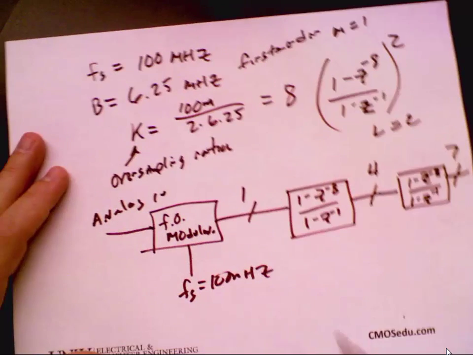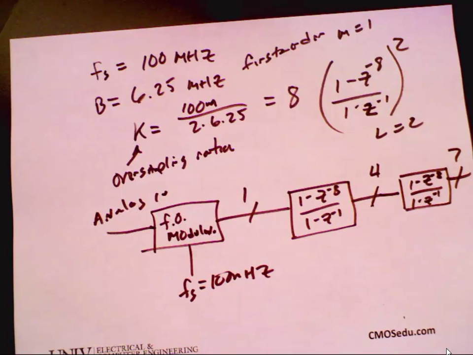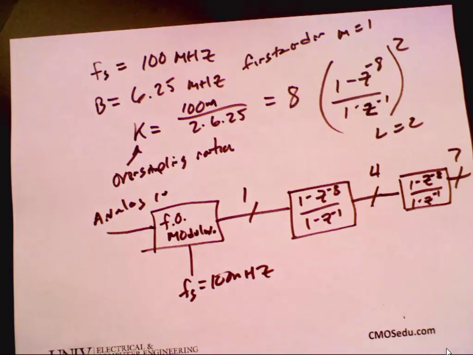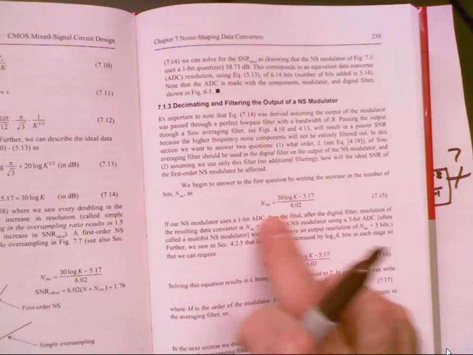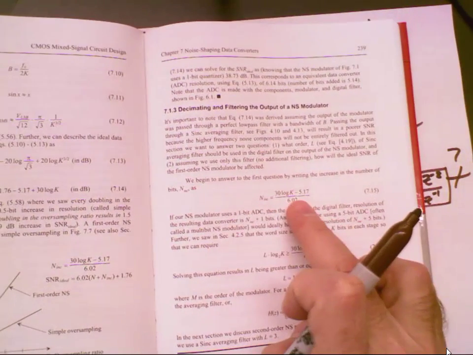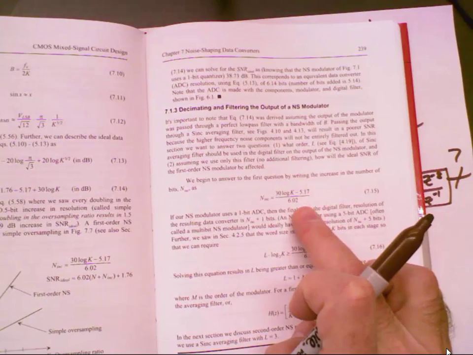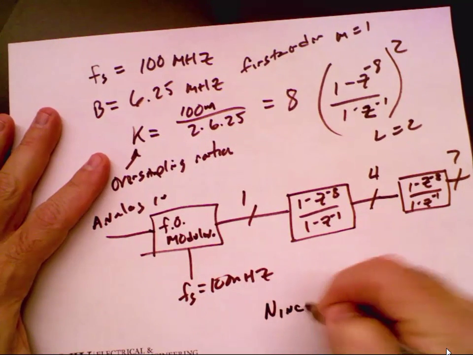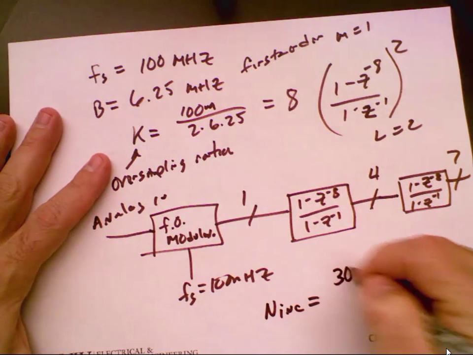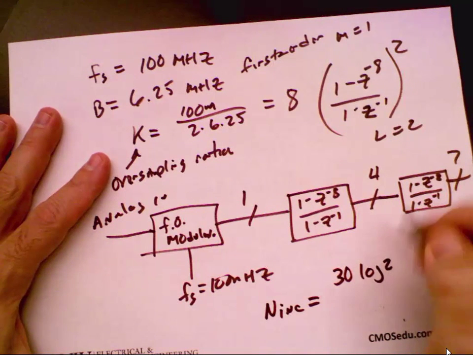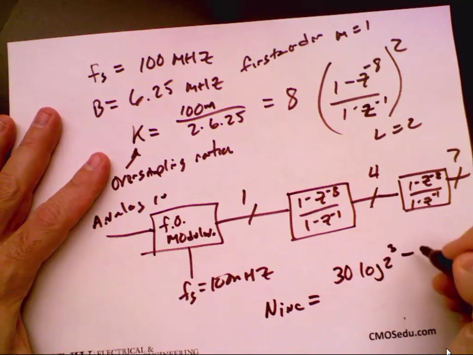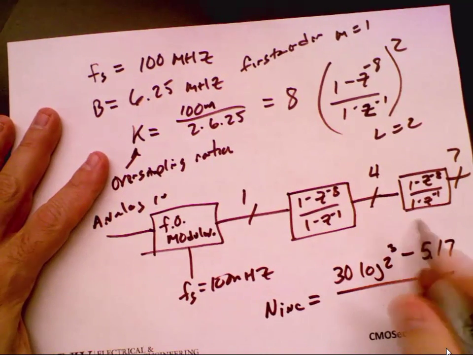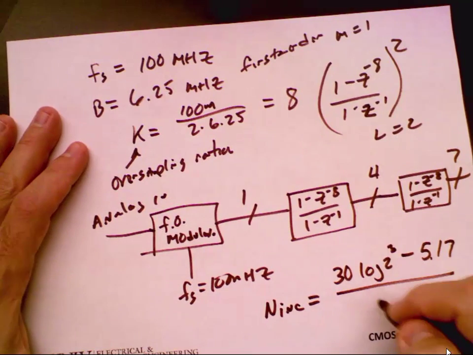So now let's go back and check that equation, because it's got to be greater than. If my equation comes out to 6, 7 is greater than 6, that's fine. My equation says that my increase is 30 log of k minus 5.17 over 6.02. So I go back and say, n increase is equal to 30 log of 2 to the 3 minus 5.17 all over 6.02.